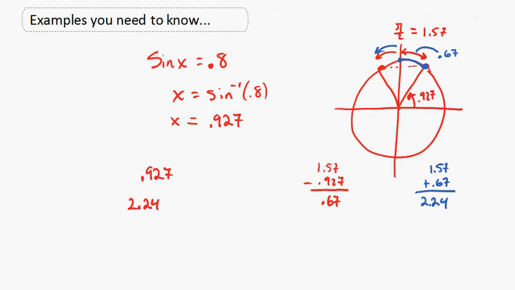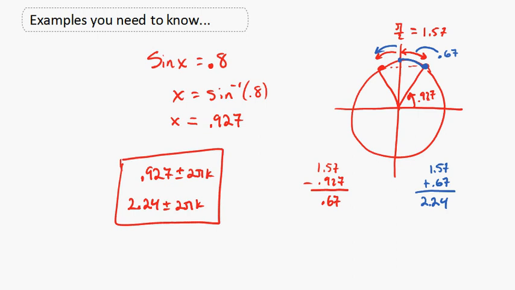But remember also that we could add 2 pi and we could return to where we were. So I'm going to add plus or minus 2 pi k. So I have two base answers and then all the associated answers if you were to go around the circle more.